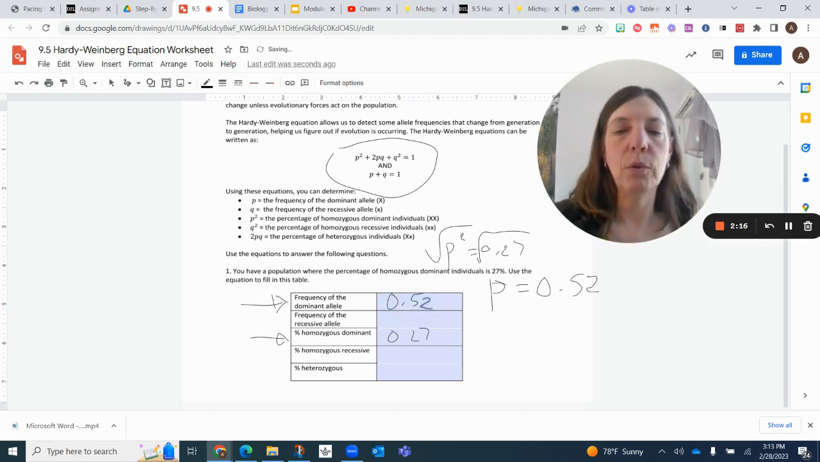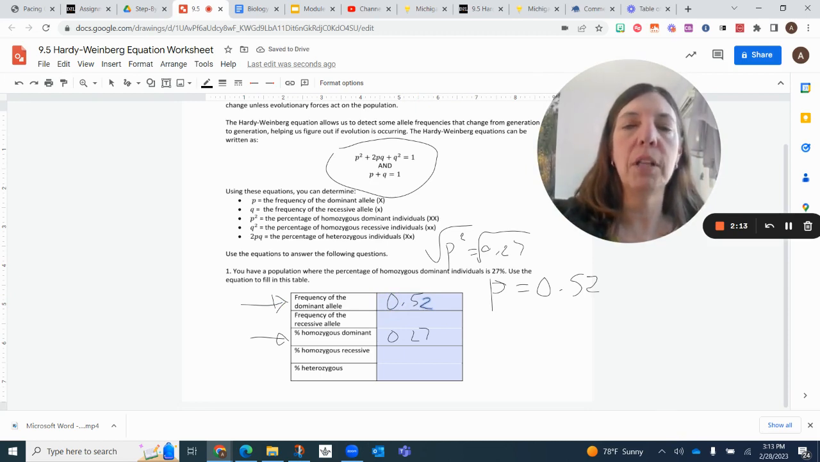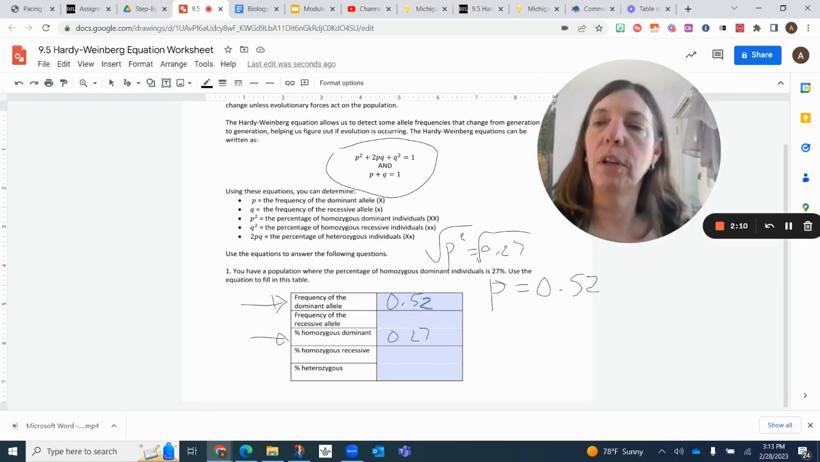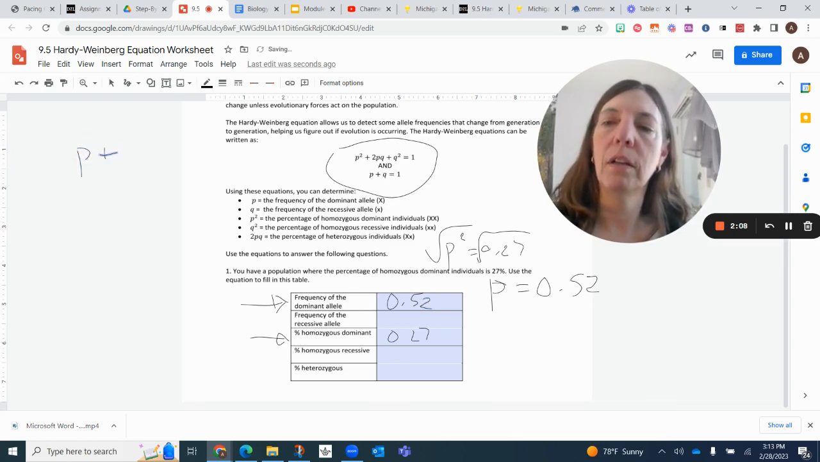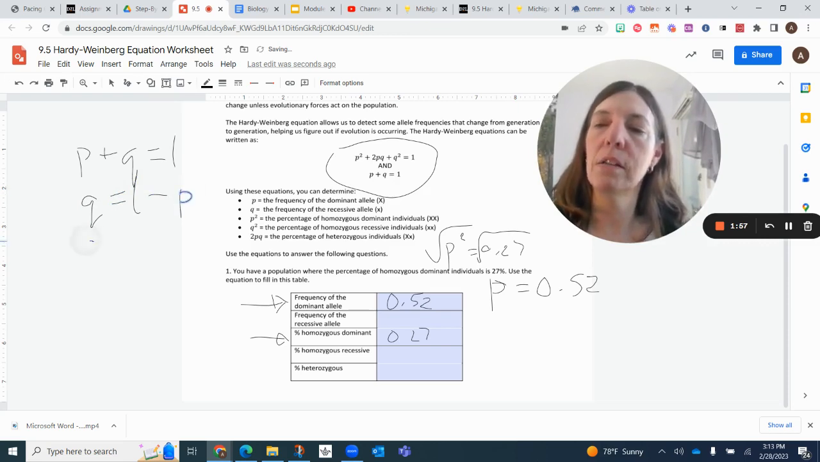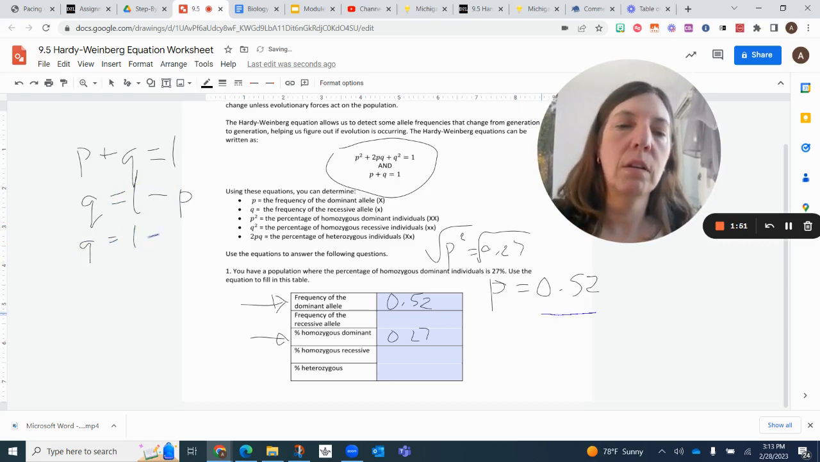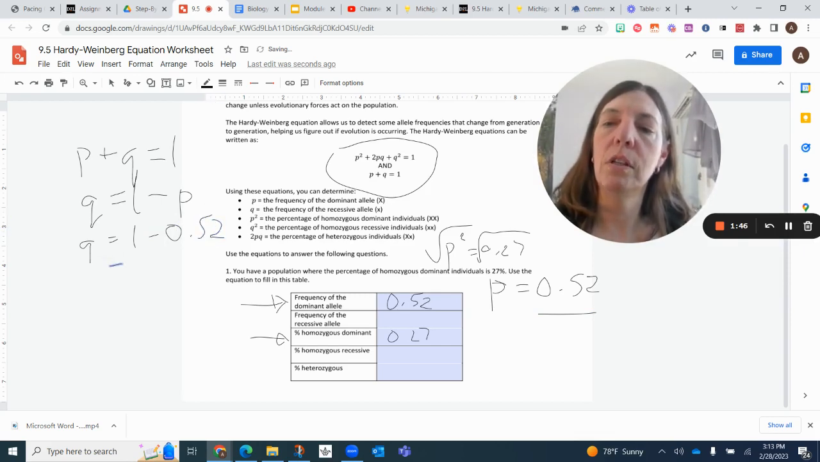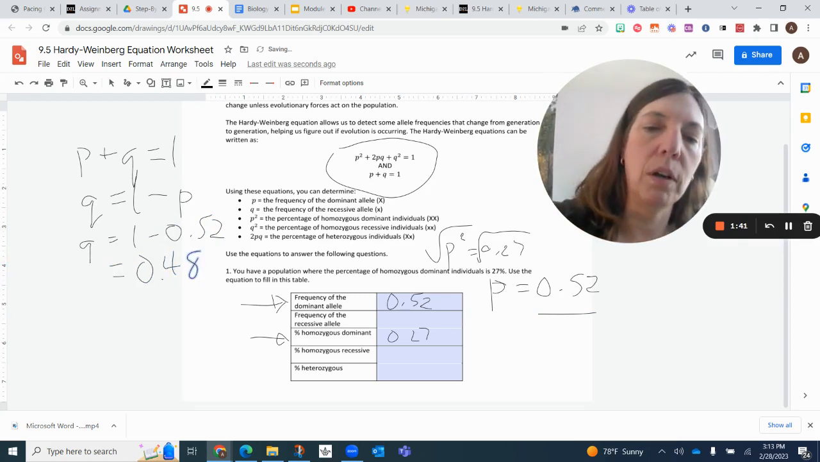Okay, now knowing that, we know the equation P plus Q equals 1. So if we go over here, we can figure out that Q is equal to 1 minus P. Okay, so Q in this case is 1 minus 0.52, which is 0.48. Okay, which we can write the answer right here.